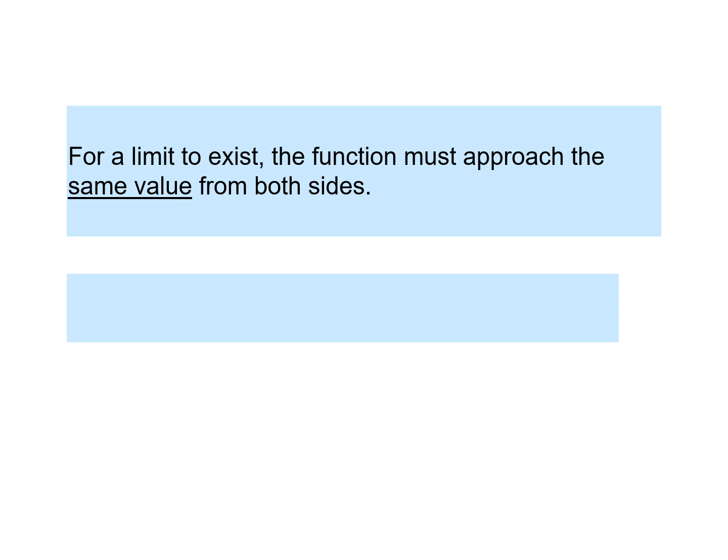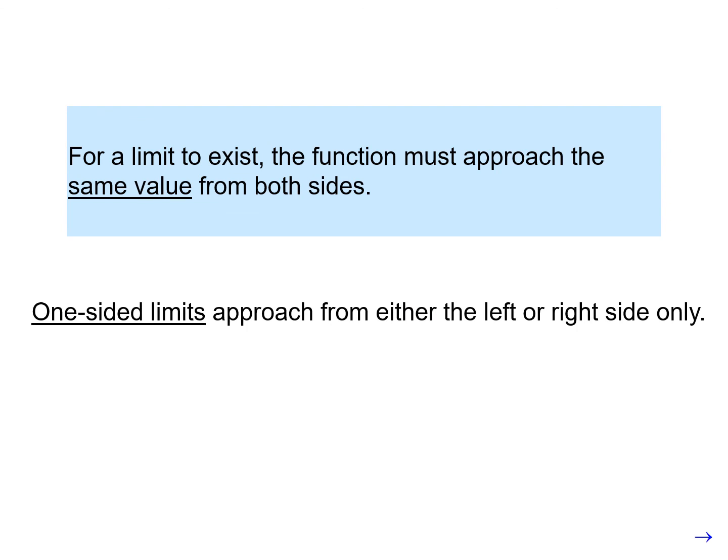So it says for a limit to exist, the function must approach the same value on both sides. We have to approach that same thing from the left and from the right. It says one-sided limits approach from either the left or the right side only. Again, a two-sided limit approaches from both the left and the right.